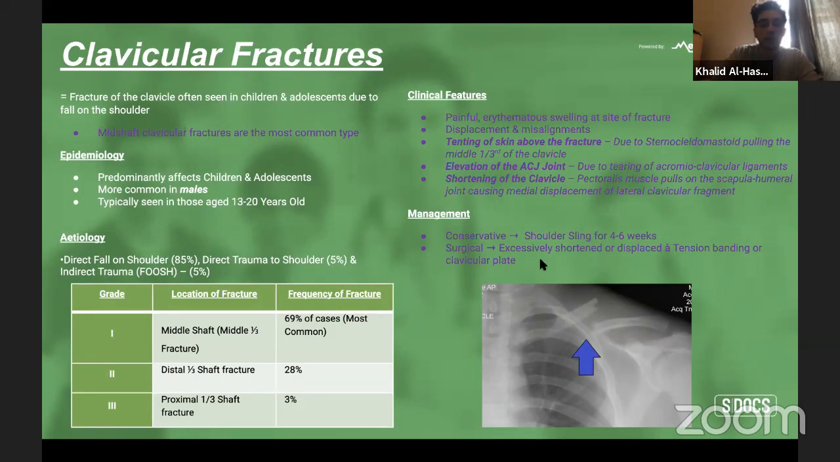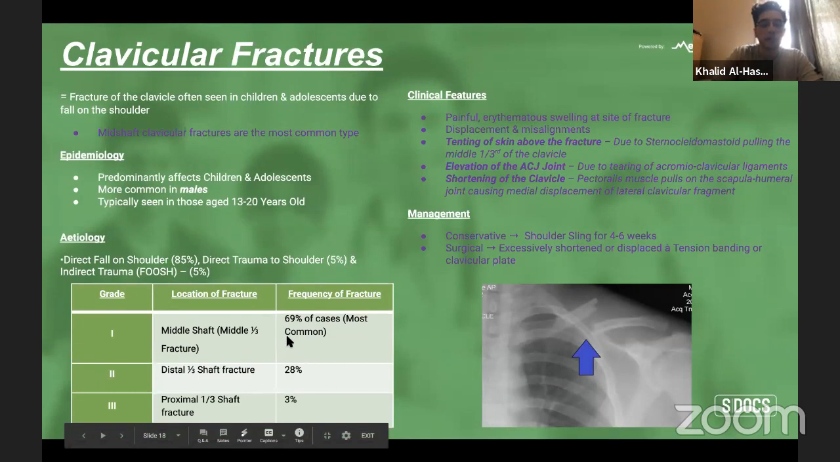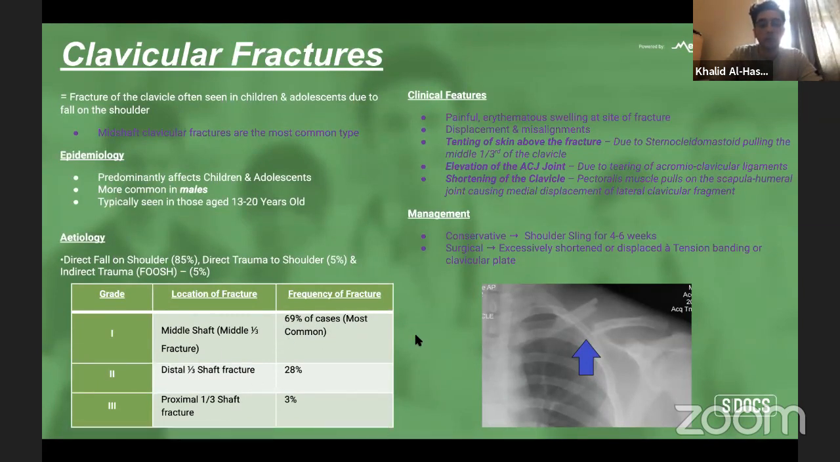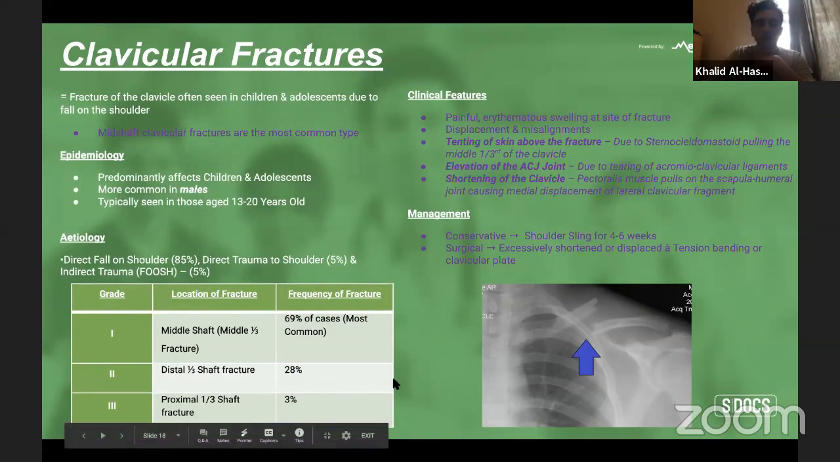And the way that we classify them is shown below in this table. So grade 1 is the middle shaft, which is the middle 1/3, and this is the majority of the cases, or 69% of the cases. The second most common is the distal 1/3 fractures, which is closer towards the acromioclavicular joint, and the proximal 1/3, which is attached at the sternum, rarely has any fractures, only 3% of fractures.